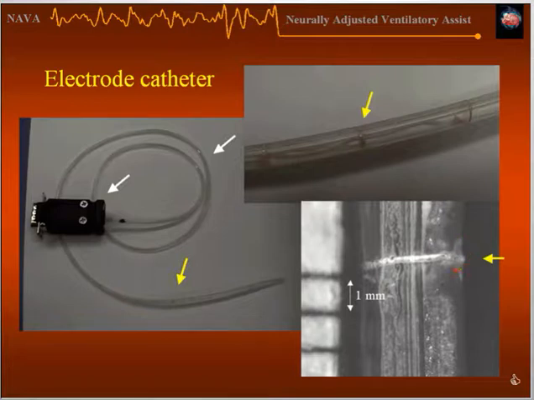This is to improve the interface to the patient's mucosa, so you don't irritate the mucosa. This is an antibacterial material, so it will not give you an increased risk of infections. And the electrode is very small with no protruding edges.